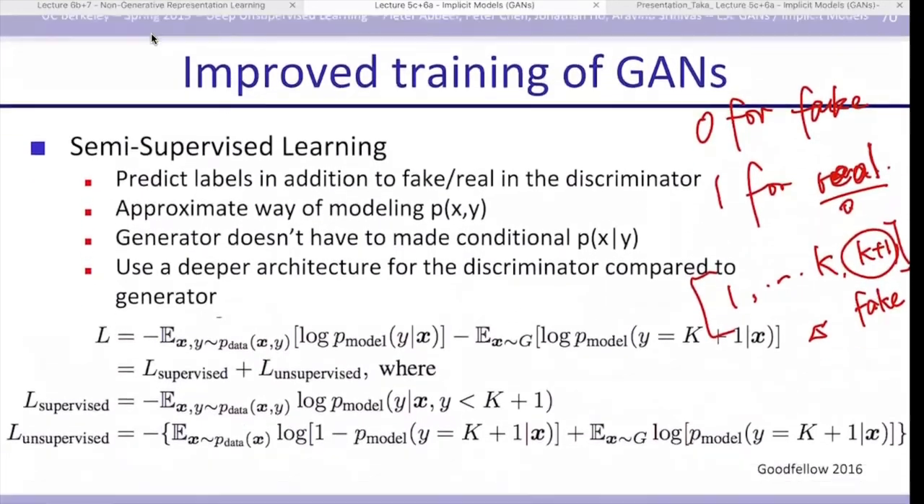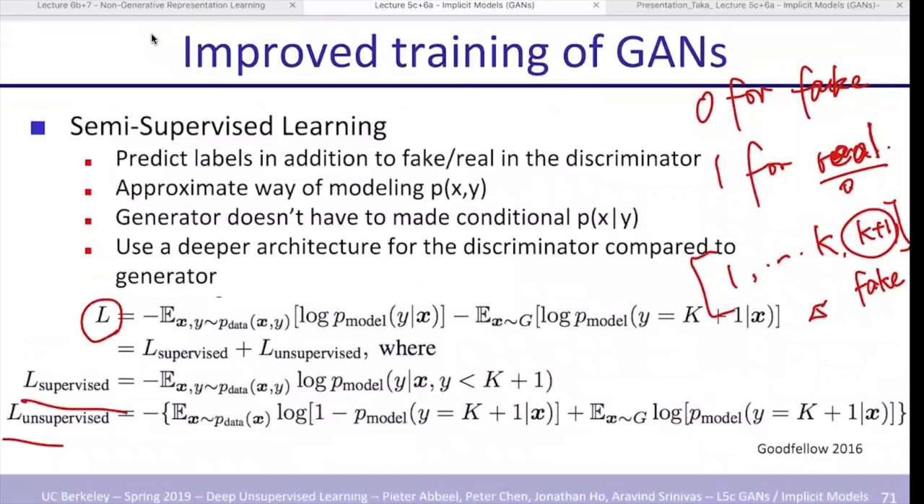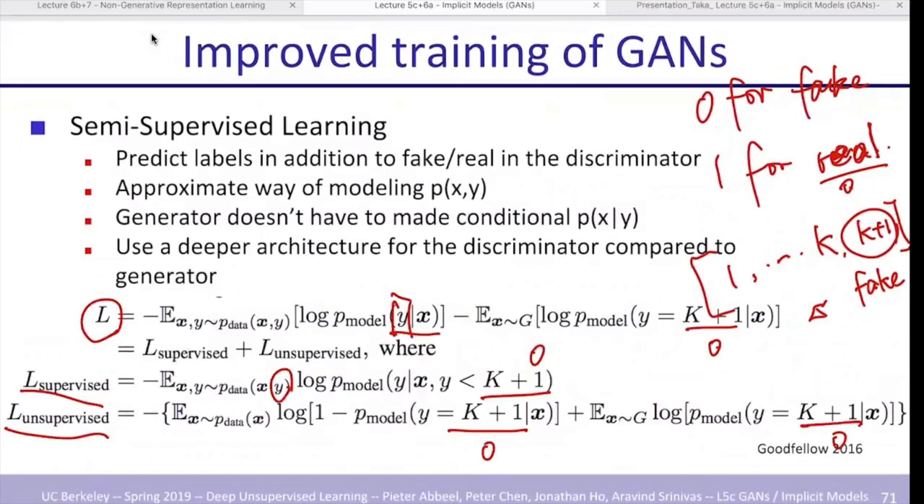And this is the loss. For the loss, the supervised and the unsupervised parts are the same as the GANs before. Only add this K plus 1 label, which is usually 0. Before, it only has one label, and now it has K labels. So the loss function didn't change quite much.